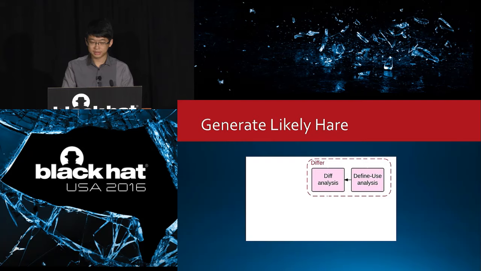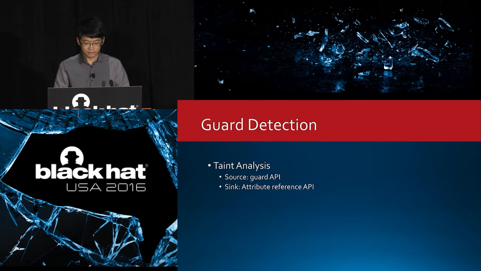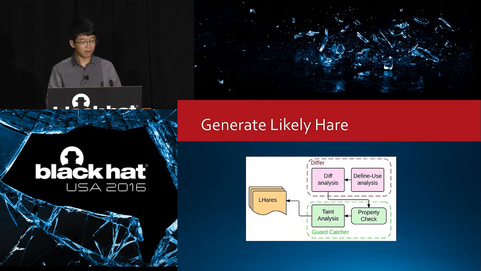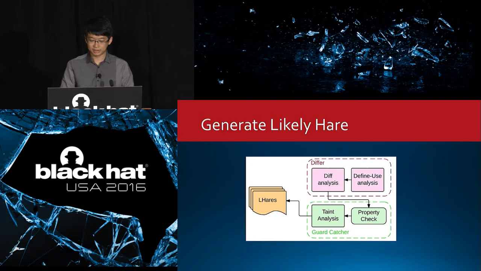Remember that some cases can be protected by signature guards or permission guards. So we conduct content analysis to detect such protections and do not report them as Hare cases. If we find a relation between the guard API and the attribute reference API, we consider that case protected. After the permission check and taint analysis, we eliminate protected cases and report the rest as Hare cases.